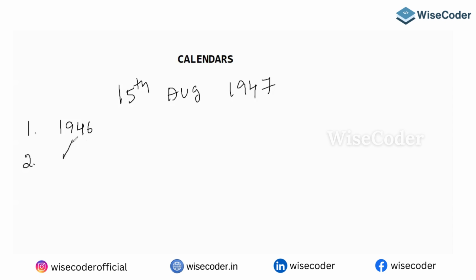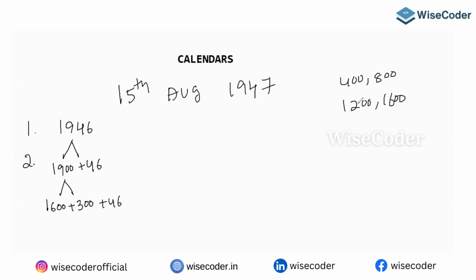So you can split this as 1900 plus 46. Further, you can split 1900 as 1600 plus 300. Why am I writing 1600 and 300? Because multiples of 400 will have 0 odd days. So you have to think which multiple is near to this value, and split that particular year accordingly.